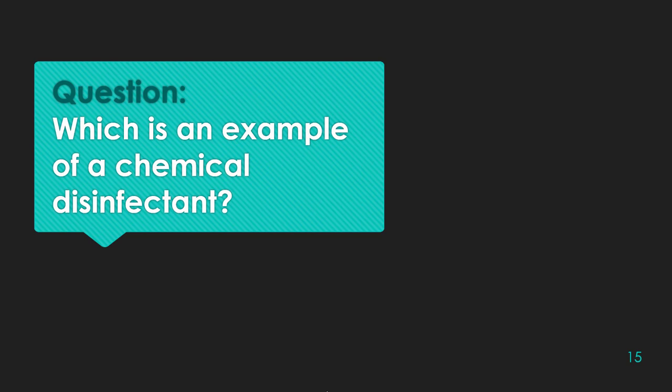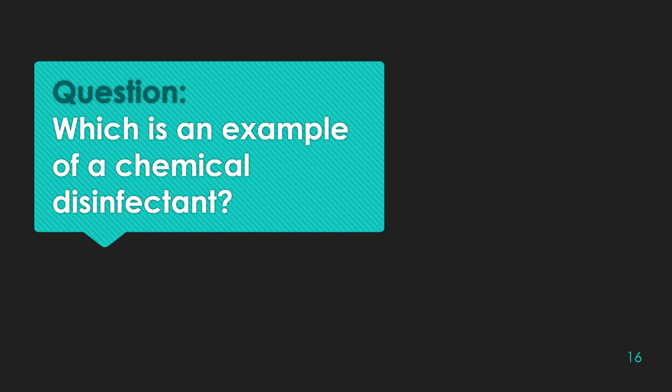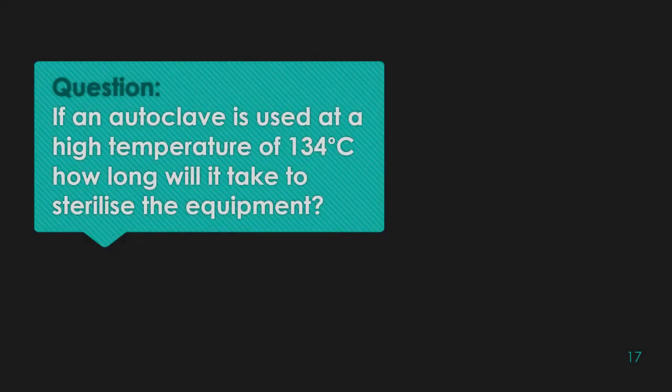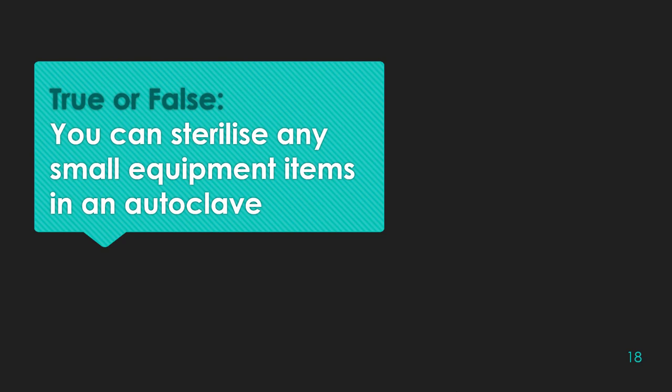Question: which is an example of a chemical disinfectant? Question: if an autoclave is used at a high temperature of 134 degrees Celsius, how long will it take to sterilize the equipment? True or false, you can sterilize any small equipment items in an autoclave.